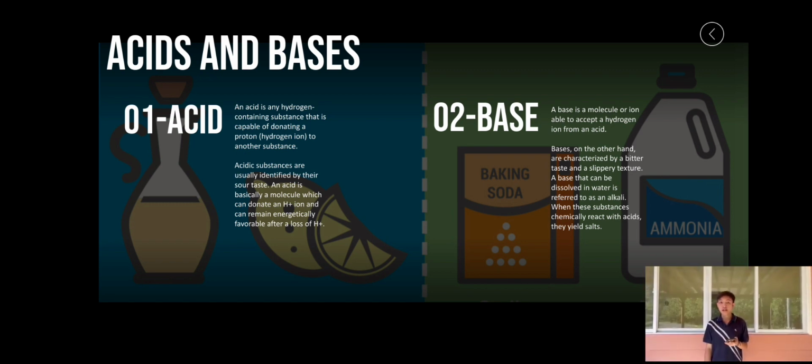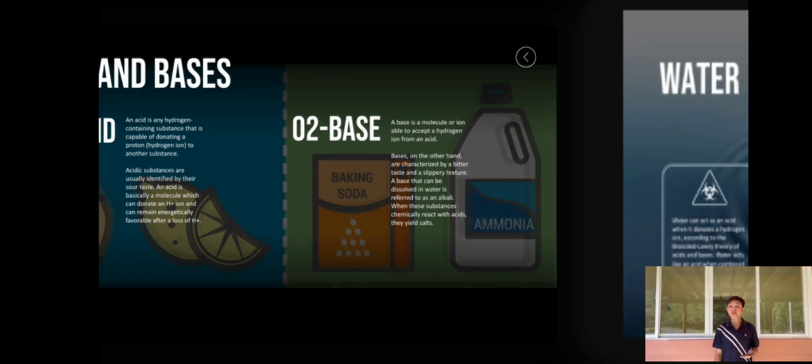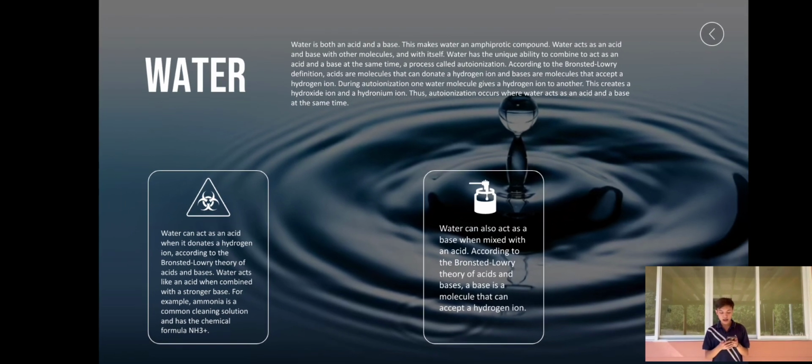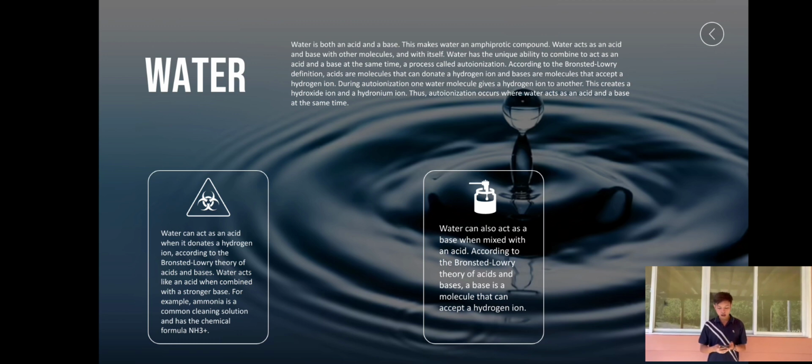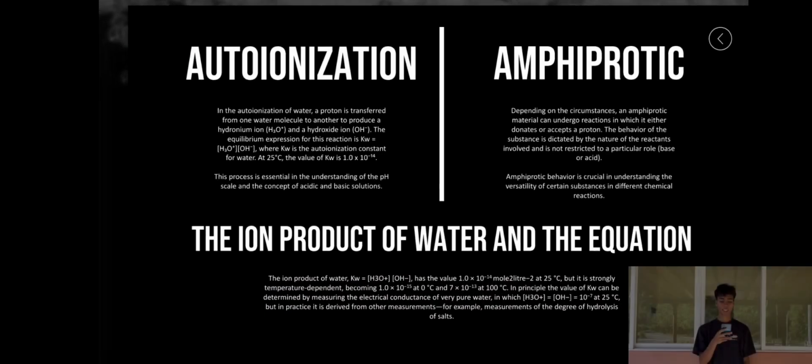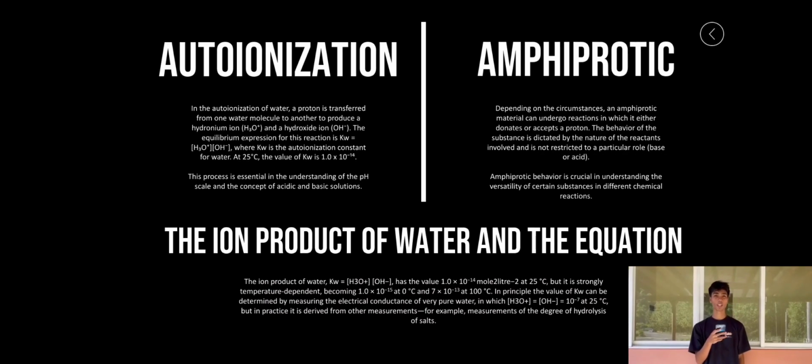Water. Water is unique in a way that it can act as both an acid and a base, otherwise called amphiprotic. It has the unique ability to combine and act as an acid and a base in a process called autoionization. In the property of water as a base, it accepts a hydrogen ion when mixed with a stronger acid. A substance that can either donate or accept a proton depending on the circumstances is called an amphiprotic compound. And this process of donating and accepting protons is called the autoionization of water.